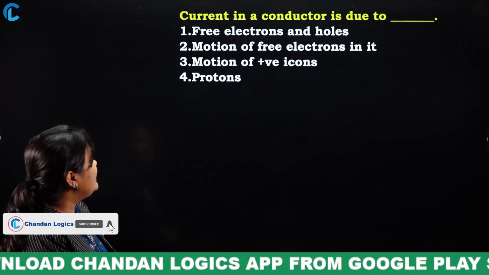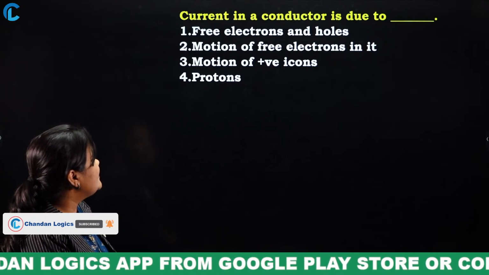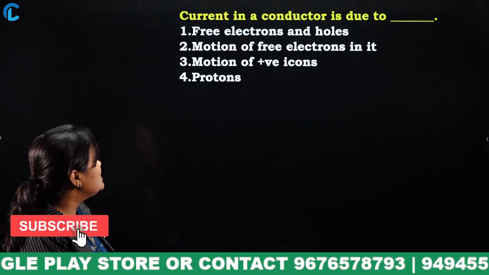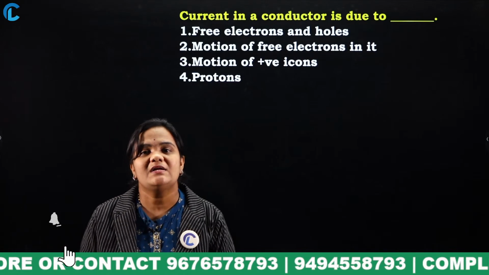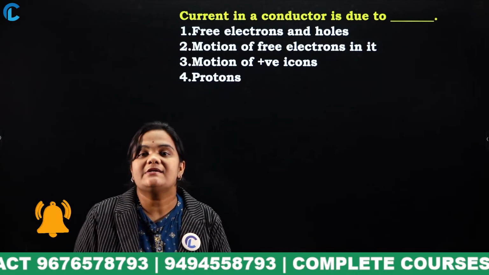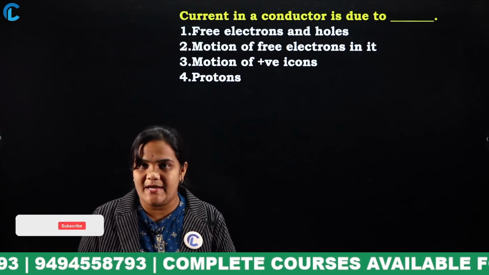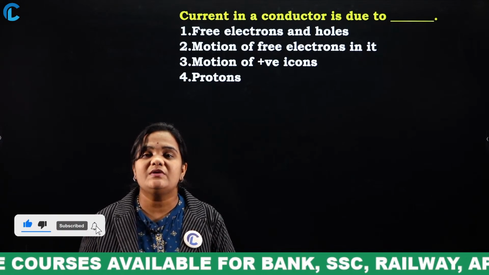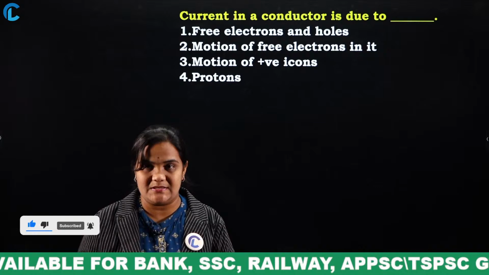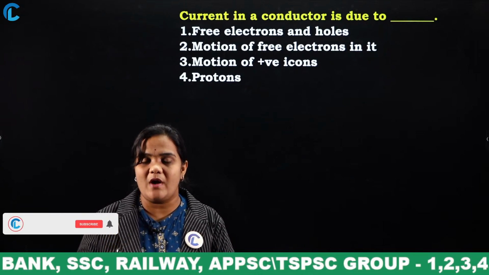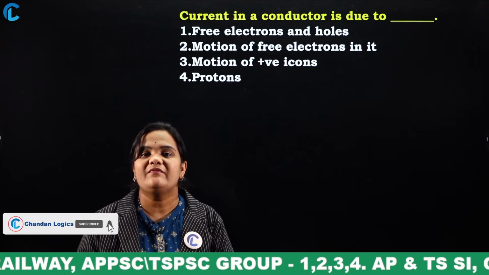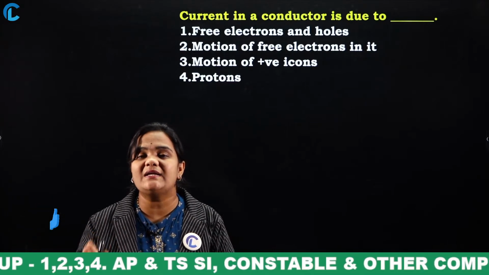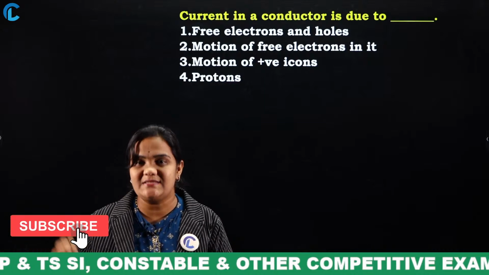Current in a conductor is due to free electrons and holes, motion of free electrons in it, motion of positive ions, protons. As I said earlier, generally we have conductors, semiconductors and insulators. What does conductors mean? Conductors means the compounds in which electricity passes. The products in which electricity passes, we say them as what? Conductors. Now what are insulators? In which electricity does not pass, we say it as insulators.